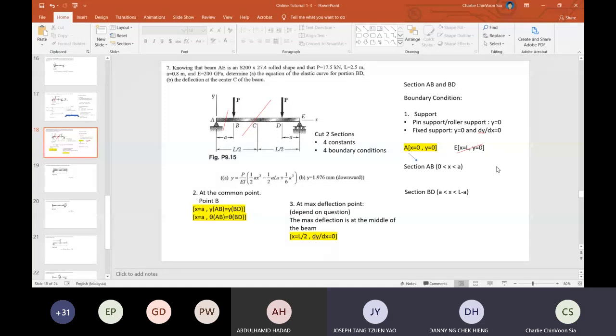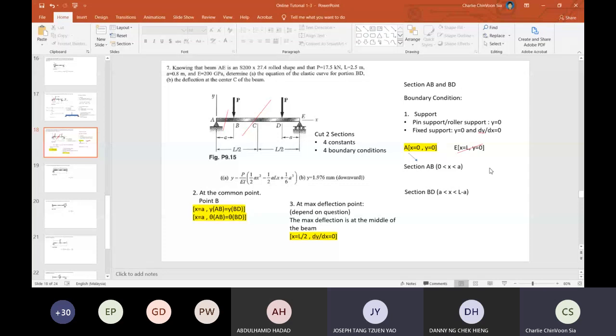I mean, is it possible to have 2 common points? You are considering, unless the question requires you to cut 3 sections. Oh, okay. If you cut 2 sections, there's no need, right? Okay, common point understood.